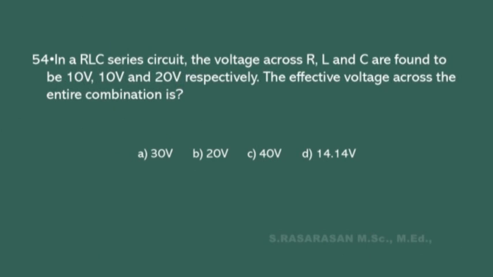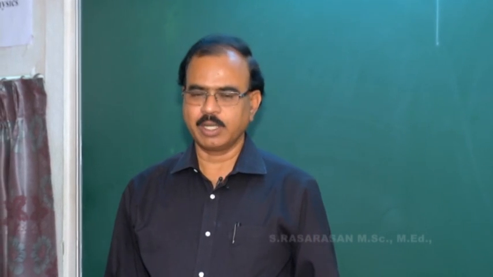54. In an RLC series circuit, the voltage across resistor, inductor and capacitor are found to be 10 volt, 10 volt and 20 volt respectively. The effective voltage across the entire combination is dash. The problem is about an RLC series circuit, resistor, inductor, capacitor. Their effective voltage is the aim. The voltage or potential drop across each component is given.